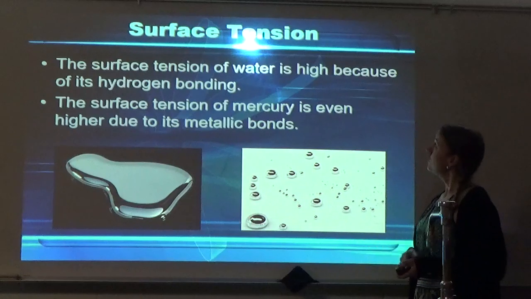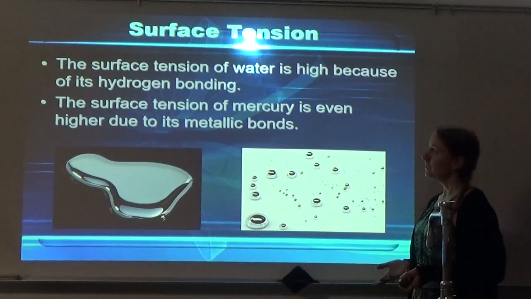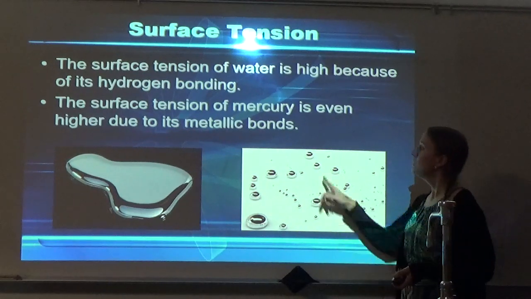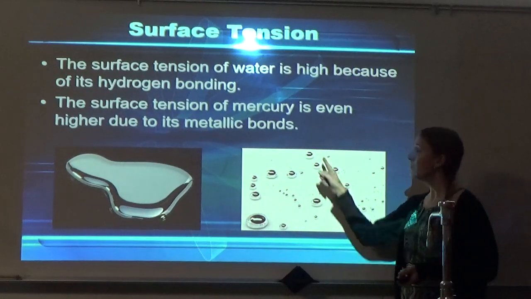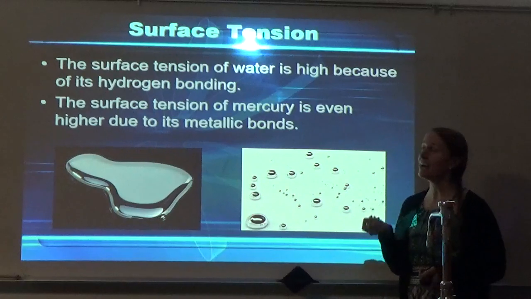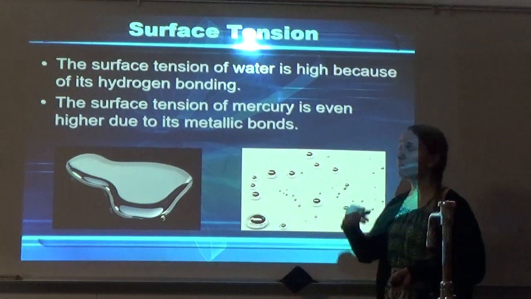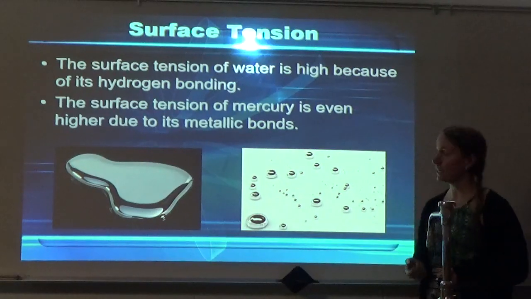So the surface tension of water is high because of its hydrogen bonding. The surface tension of mercury is even higher due to its metallic bonding. So mercury will bead up into almost a perfect sphere because of its high forces of attraction, because of course, those metallic bonds it's made of. Okay, so that's intermolecular forces.